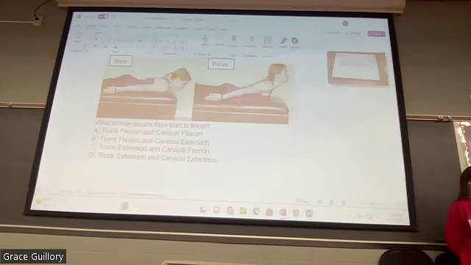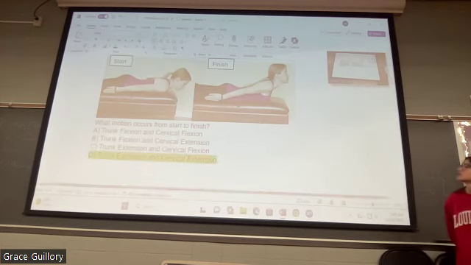So now we'll observe the trunk. So what is her starting position? So, and it's on the floor. And then the finished position is extended, so must have trunk extension. So the answer is trunk extension.